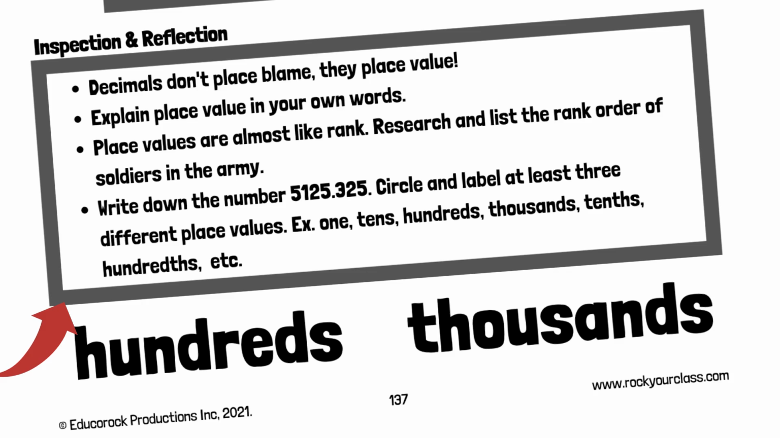Write down the number 5125.325. Circle and label at least 3 different place values. Example 1, tens, hundreds, thousands, tenths, hundredths.